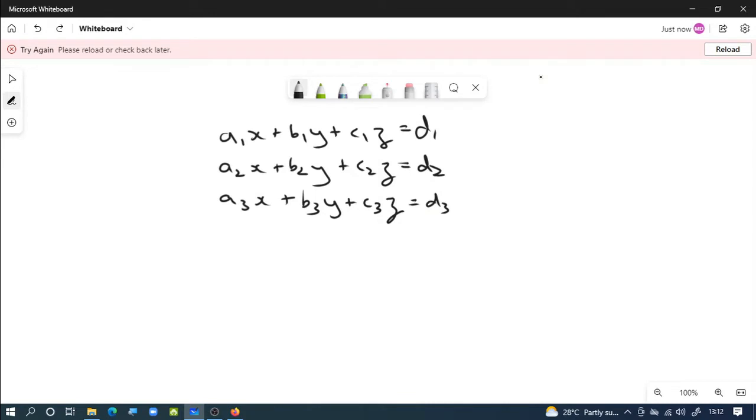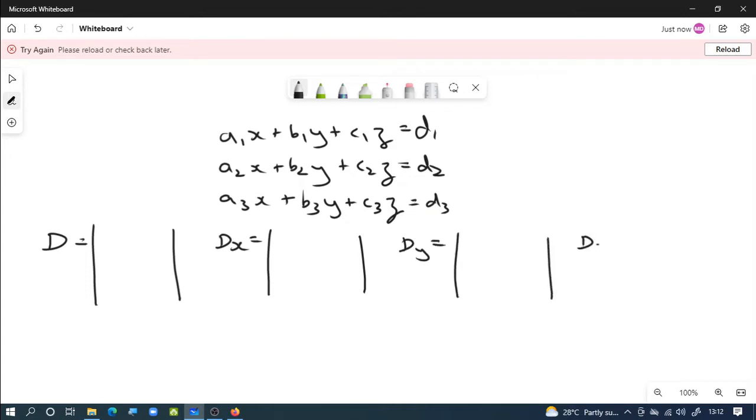When we use Cramer's method, we need to find four different determinants. Let's call them d, dx, dy, and dz.